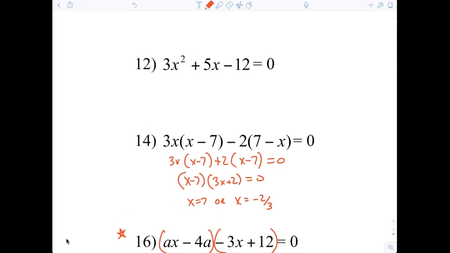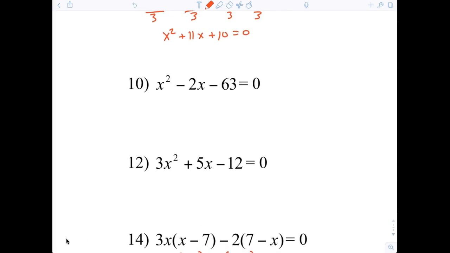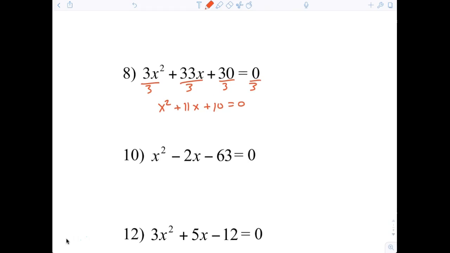All right. Now, 12, basic factoring problem. Shouldn't be hard for you. 10 should be pretty easy for you. And now, look at number 8. Notice again, I'm trying to emphasize, there's no variable involved in the GCF. If there's no variable involved in the GCF, you can just divide out the common factor. In this case, the common factor is 3. So when I divide out the 3, you end up with x squared plus 11x plus 10 equals 0, because 0 divided by 3 is still 0.